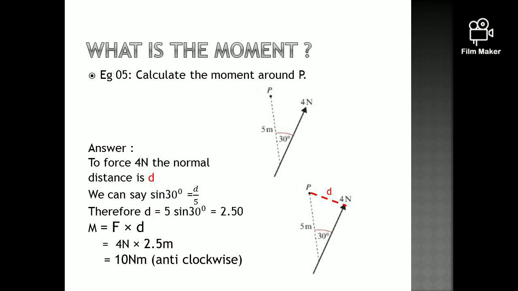Then you can apply the formula M equals F into D. Moment is equal to force into perpendicular distance. Force is 4 newtons and the distance is 2.5 meters. With that, you can say 10 Newton meters. The direction is anti-clockwise. The way of identifying the direction, I think you would already know.